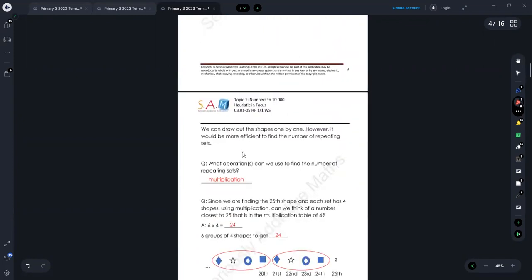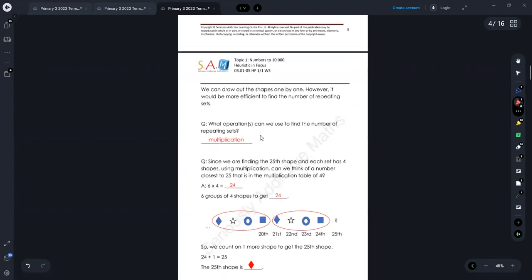So what that means is then follow through. I can use this to teach them. So in order to find the 25th shape, and they know that there are 4 shapes in each group, all they need to find out is how many groups of 4 shapes can we get before we reach the 25th shape. So they can try out multiplication, right? First group is 1 times 4. If you have 2 groups, it will be 2 times 4. And then 3 groups, 3 times 4.